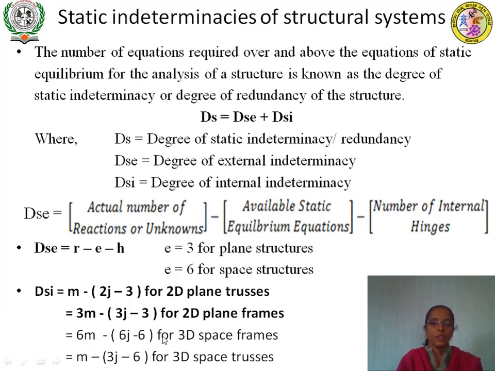And then for 3-dimensional space frames, the equation to calculate internal indeterminacy is 6m minus (6j minus 6). For space trusses, it is m minus (3j minus 6) for 3-dimensional space trusses. For your syllabus, it is restricted to plane frames and trusses only, so you have to remember these 2 equations.